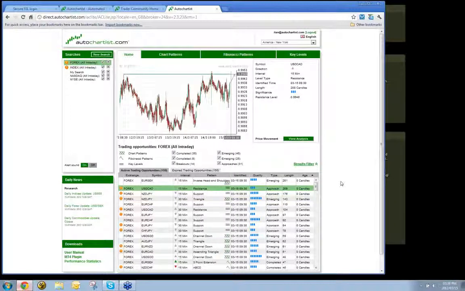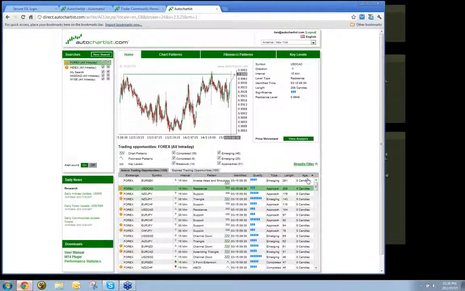So the age is really how long ago in candles this pattern or this opportunity was identified. Okay, so if we're looking at this USD CAD opportunity right now, the age in candles is 0, all right? Which means that Autochartist had just now identified this in the last 15 minutes, because this is a 15-minute candle, right? Don't confuse this with the length, right? The length is how many candles have actually formed the opportunity itself, right? Whether it's a chart pattern, a Fibonacci pattern, or a key level. But the candles in age is how long ago was this opportunity identified.